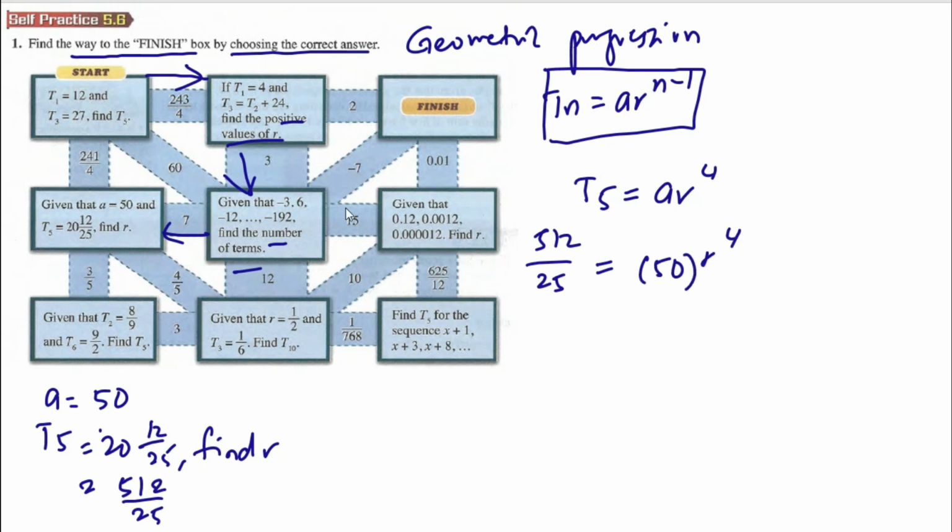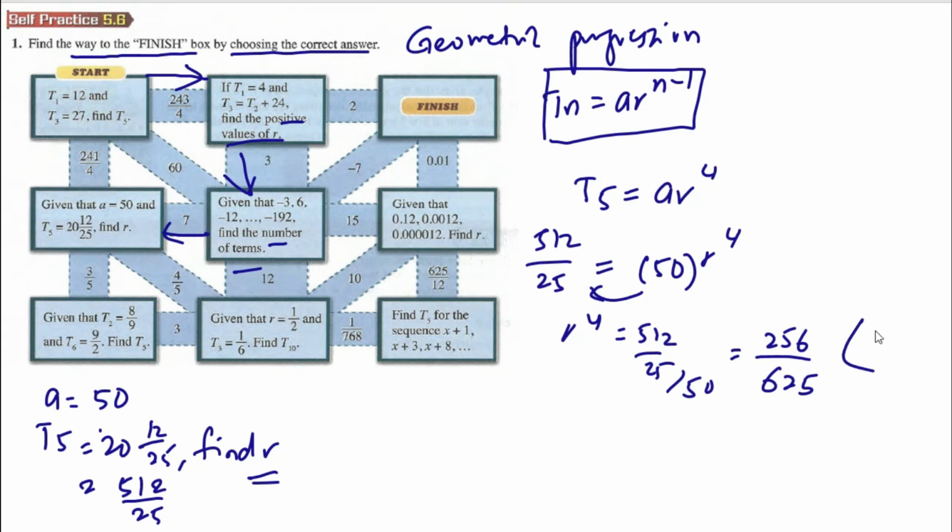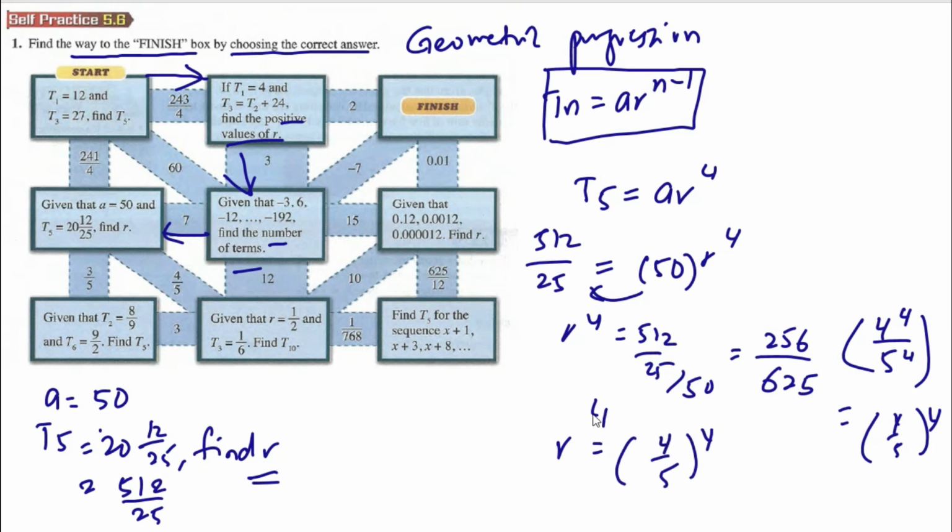So now we wanted to find R, right? R to the power of 4 is equal to 512 over 25 divided by 50. So we can bring this to the left. So we get 256 over 625. So this one is equal to 4 to the power of 4 divided by 5 to the power of 4, or 4 over 5 to the power of 4. So R to the power of 4 is equal to 4 over 5 to the power of 4. Now we can cancel the power here. So R is equal to 4 over 5.